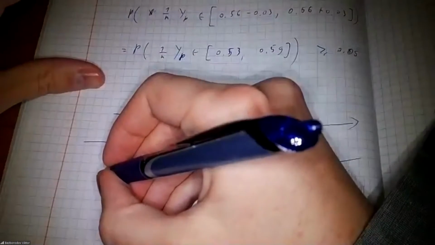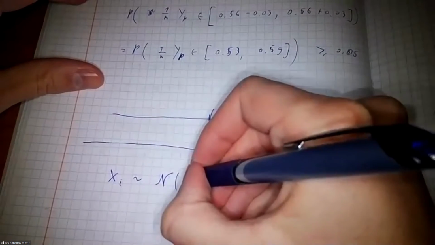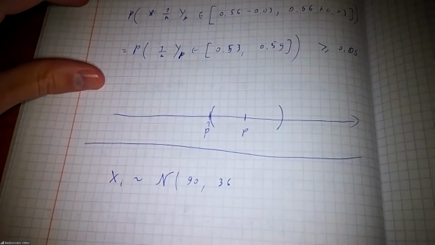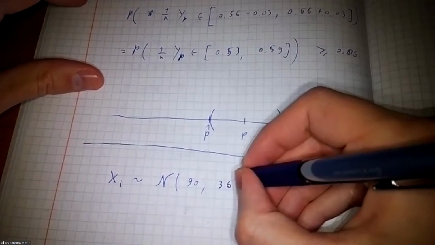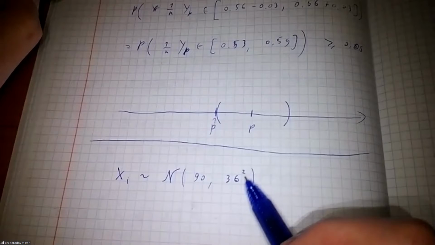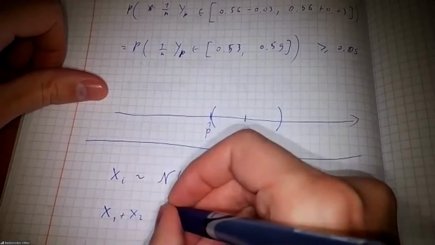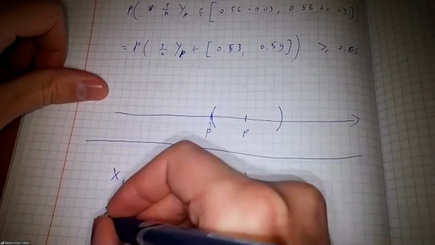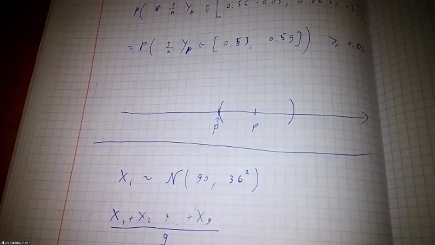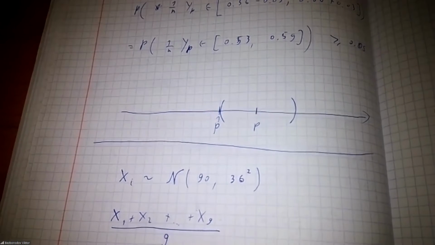Let's say each Xi is normally distributed with mean 90 and standard deviation 36, so variance 36 squared. So what is the distribution of (X1 + X2 + and so on + X9) divided by 9? We could compute it directly, but this might be difficult.